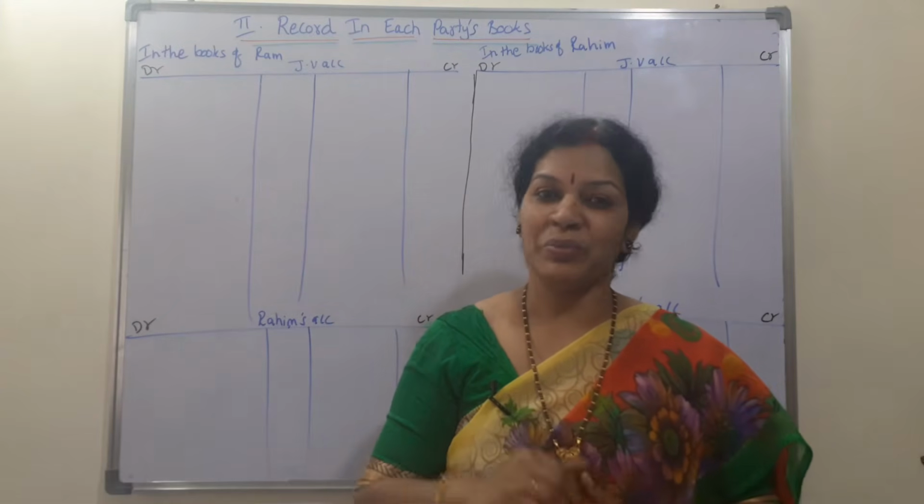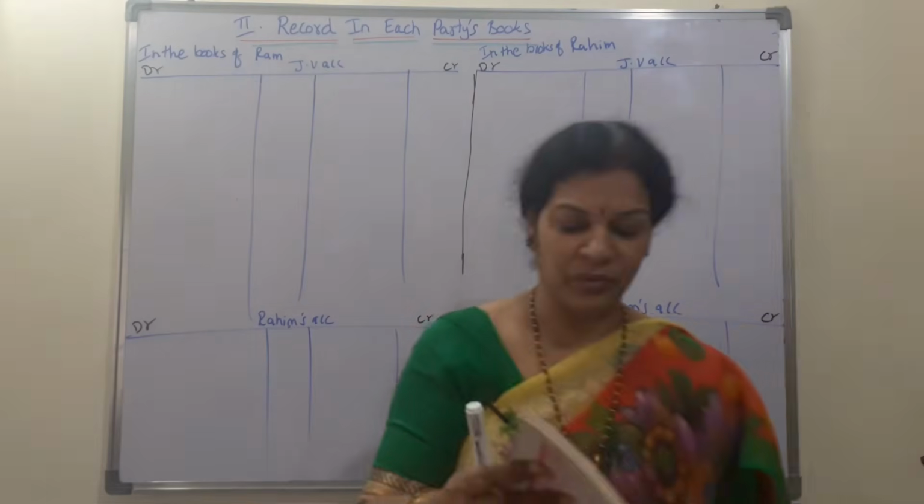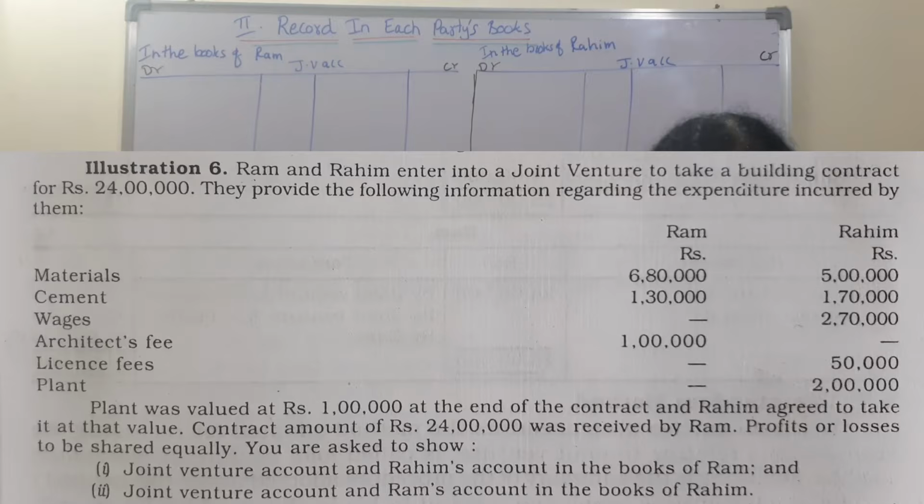So for this problem, please go to the description box. You can note it down or you can watch this problem first. In this problem, Ram and Raheem entered into a joint venture to take a building contract for 24 lakh. They provide the following information regarding the expenditure incurred by them. So this building contract's total amount is 24,000, the contract.